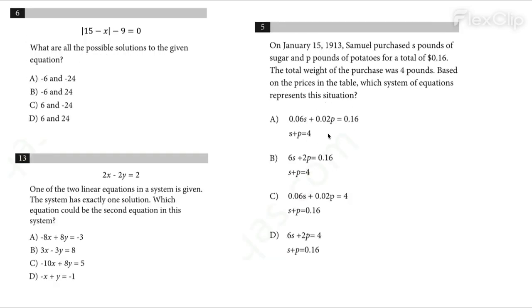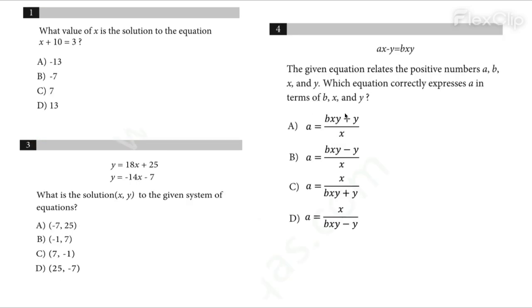All right, so we're going to go over question 5 really quick, but also there's a table that goes with this problem, but unfortunately I forgot to put the table in here. The most important thing to remember is word problems add up the context. If the total weight of the purchase was 4 pounds, then S plus P must equal 4. So we can already eliminate A and B. Then you can use the information that's normally in the table. It'll give you how much it's worth, and then you use that to solve this problem.